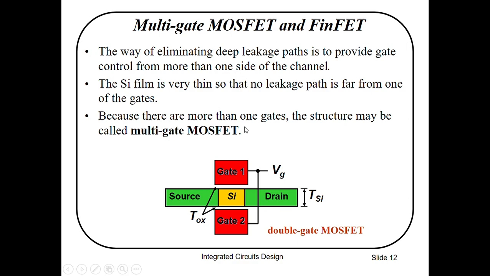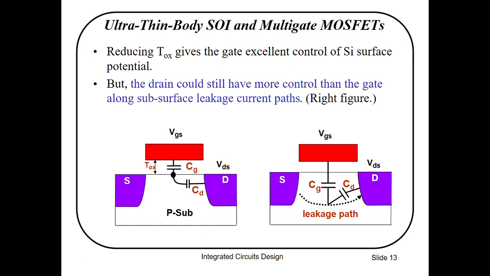So here you can see that now we have this multi-gate structure. Here you can see the two gates, and here you can see the source and the drain, and this is the channel, and here you can see this oxide thickness. This is the gate voltage, and now your gate is controlling this channel from both sides. So it will obviously reduce these leakage currents.